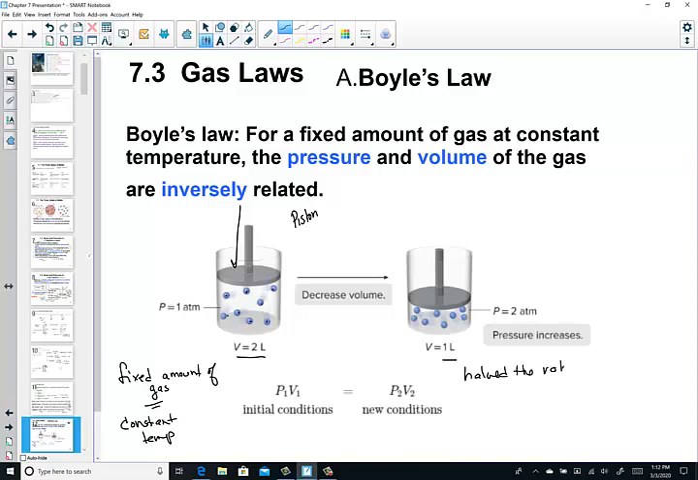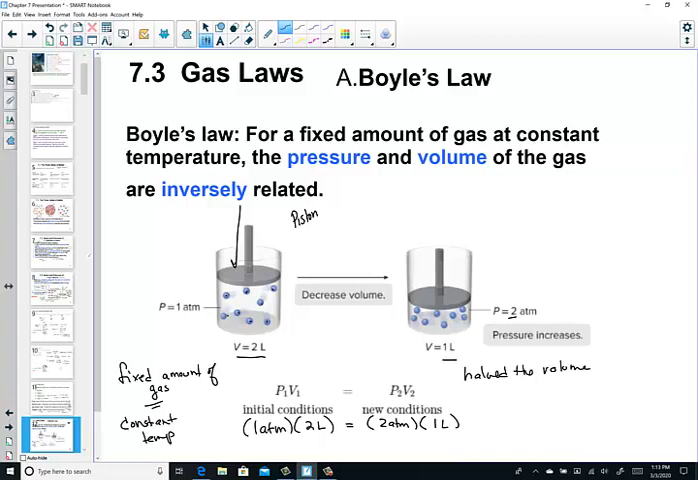Now think about what happens to the pressure. If you only have half as much room to move around, you're going to hit the side of the container twice as often. And so the pressure increased. Notice the first set of conditions. Pressure 1 was 1 atmosphere when the volume was 2 liters. In the second condition, by decreasing the volume from 2 liters to 1 liter, the pressure doubled.